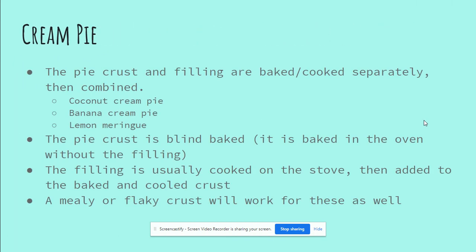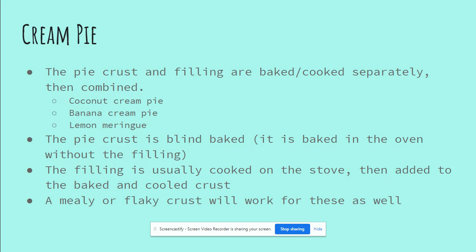All right, so cream pies, this is when your crust and your filling are going to be baked and cooked separately. So some examples are coconut cream, banana cream, and lemon meringue. So the pie crust itself is going to be blind baked. So what that is, you put the crust in the oven by itself.